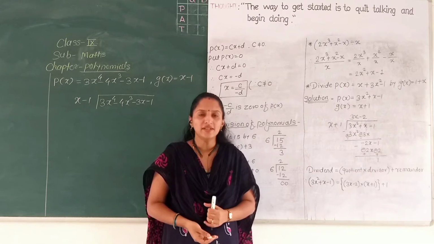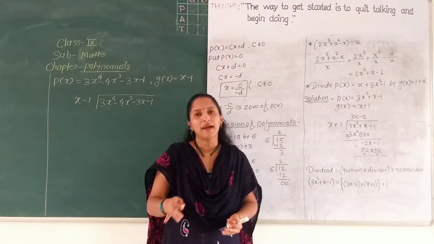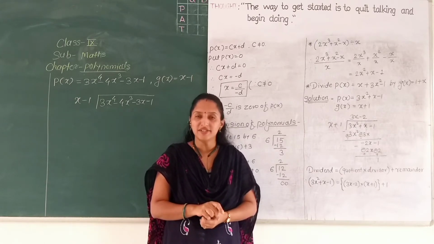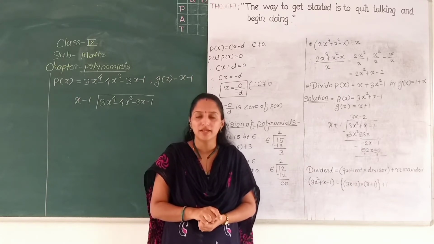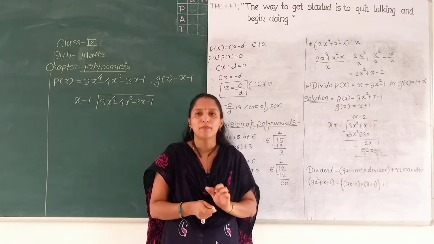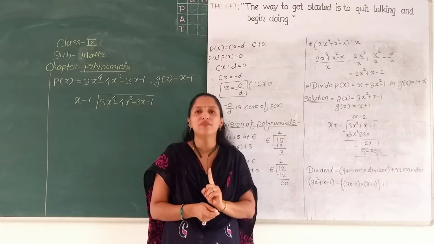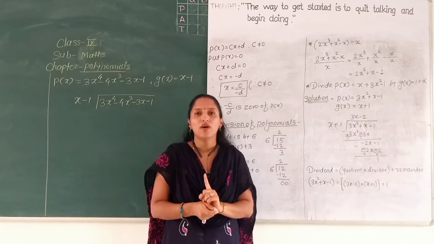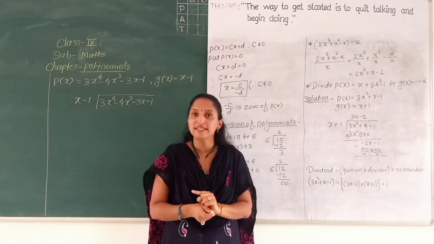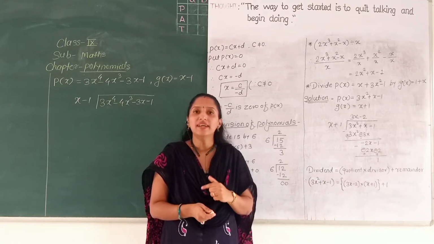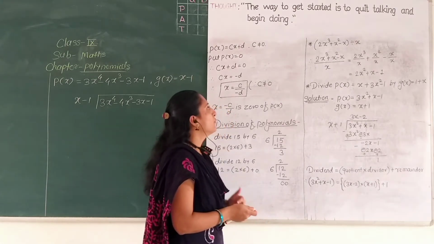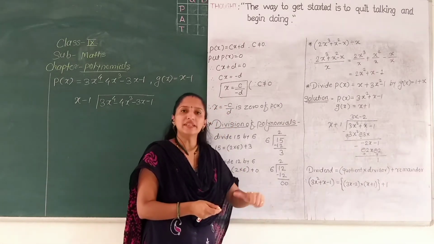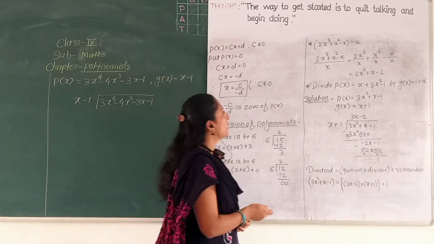So we can divide one polynomial by the other polynomial. Let us try to do this when the divisor is a monomial. Monomial means what? A polynomial containing only one term is called a monomial. When the divisor is a monomial, we try to divide one polynomial by the other. Okay, so look here.